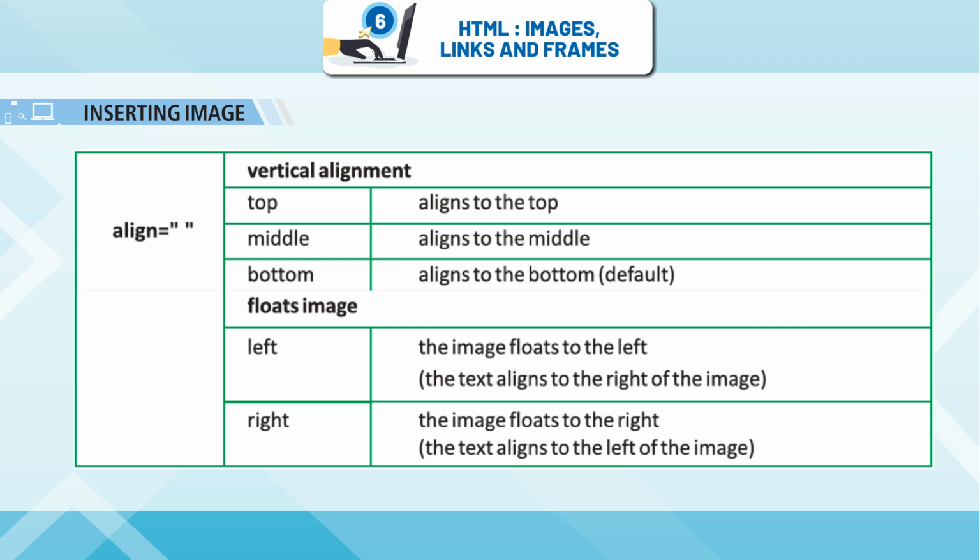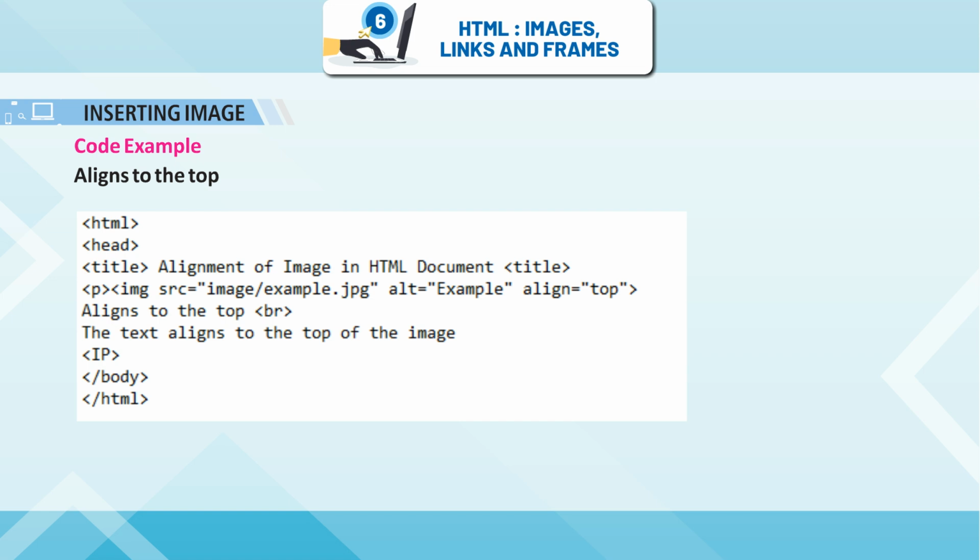Left image: the image floats to the left. The text aligns to the right of the image. Right: the image floats to the right. The text aligns to the left of the image. Code example: Aligns to the top.